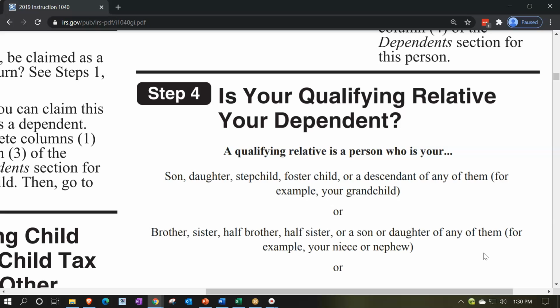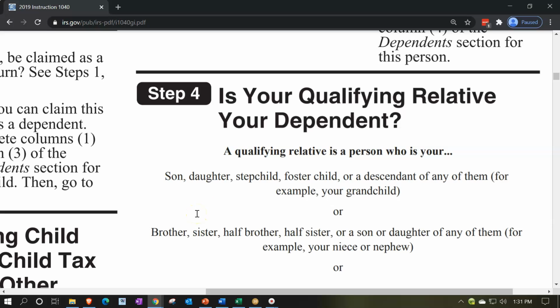Then step 4: is your qualifying relative your dependent? So now we're going to qualifying relative, possibly not a child, and we're linking that to the credit for other dependents. A qualifying relative is a person who is your son, daughter, stepchild. Now notice, if there's a son, child, or stepchild, we would first ask whether they qualify as a qualifying child. If not, they're going to be down here. One of the components down here, as we'll see shortly, is that they didn't qualify as a qualifying child. That's why we went to step 4.